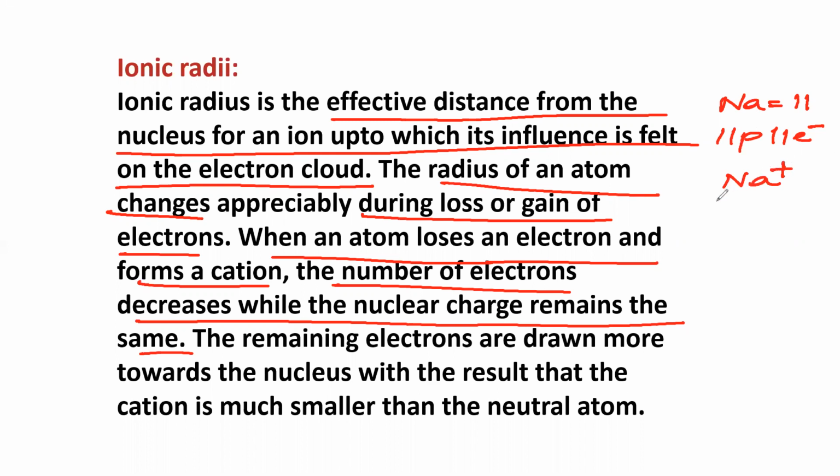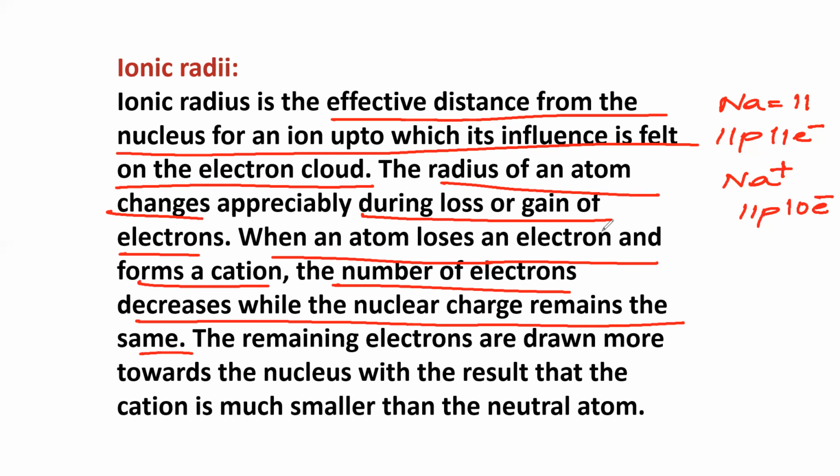So in Na plus, what happens? It contains 11 protons, but only 10 electrons. Due to this, the nuclear pull is more, meaning as protons are more, the charge on the nucleus is more. So the size of the sodium ion is smaller when compared to the sodium atom. So the cation size is smaller when compared to the neutral atom.